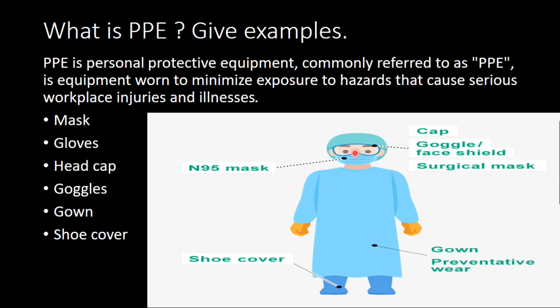Next we have what is PPE and give examples. See, PPE is personal protective equipment, commonly referred to as PPE. What is it? It is equipment to minimize the exposure to hazards that cause serious workplace injuries and illnesses. What are they? Let's discuss. First is mask, second gloves, head cap, goggles, gown, shoe cover.